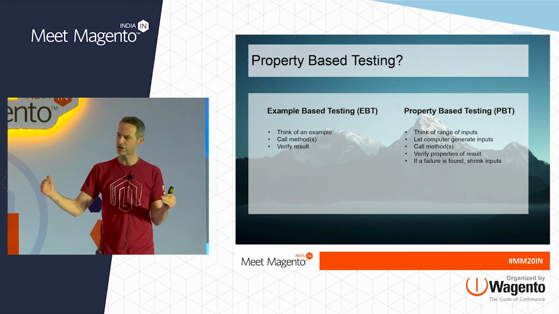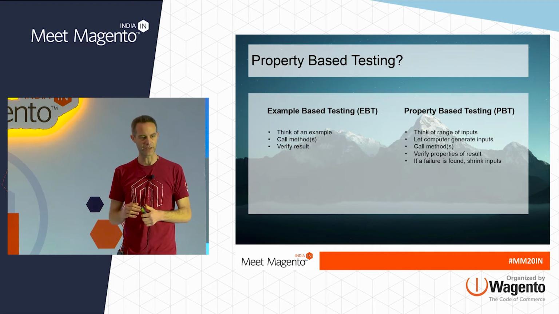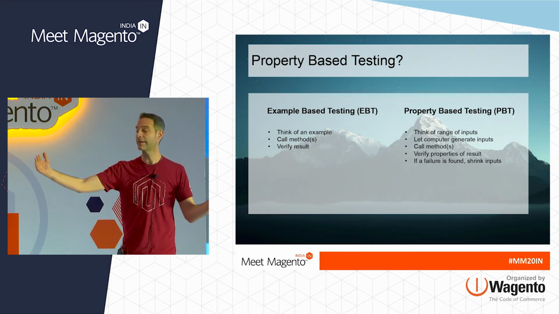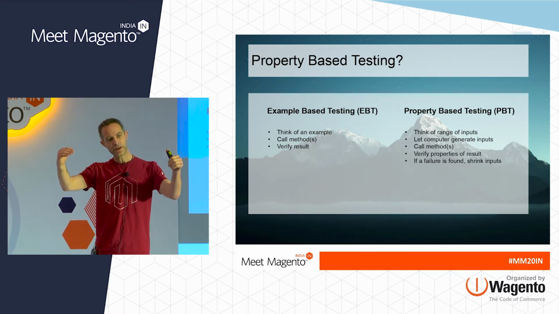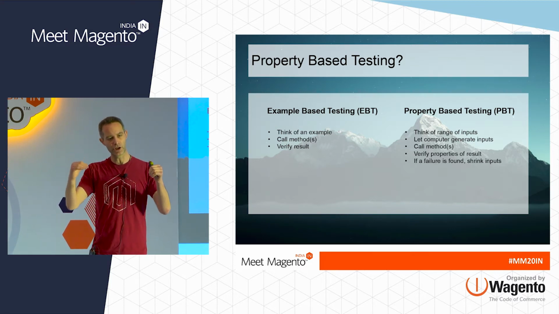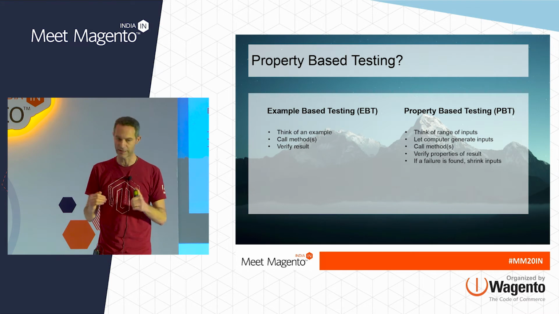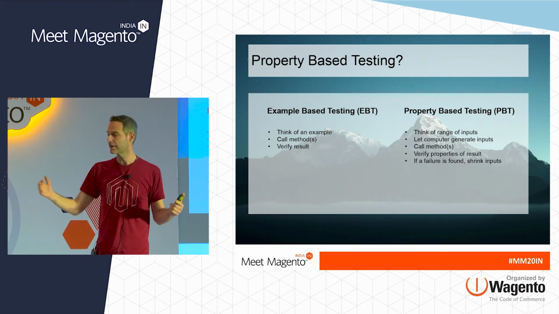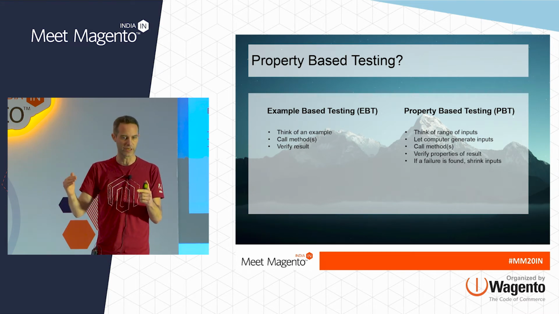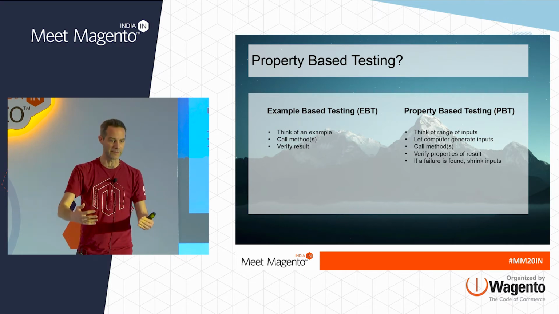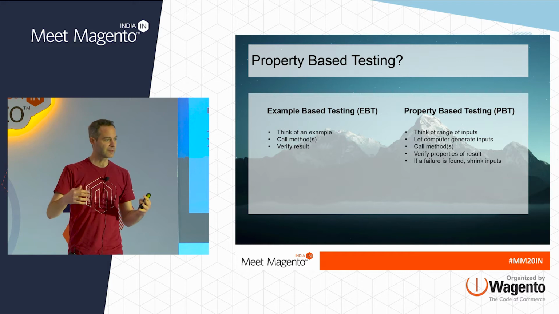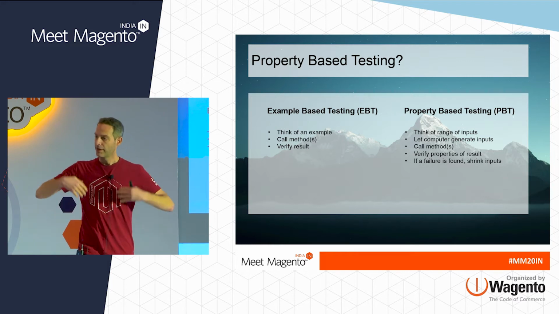And how the value is shrunken depends on the value type. So for strings, for example, it makes the string shorter, but also each individual character is shrunk towards a lower code point, so towards normal ASCII characters. And numbers, you tend to shrink towards 0, right? And arrays are shortened. So it shrinks the input and runs the test again. And if it still fails, it shrinks the values again and runs it again.